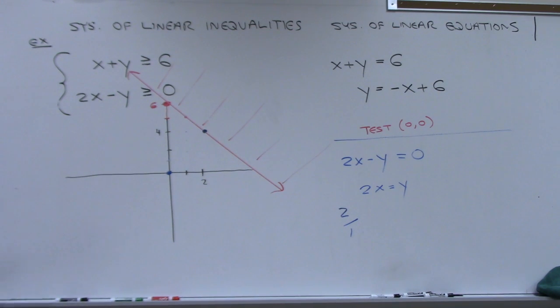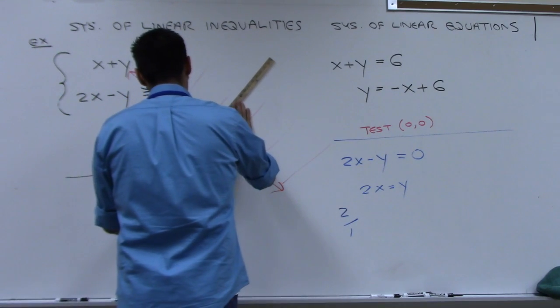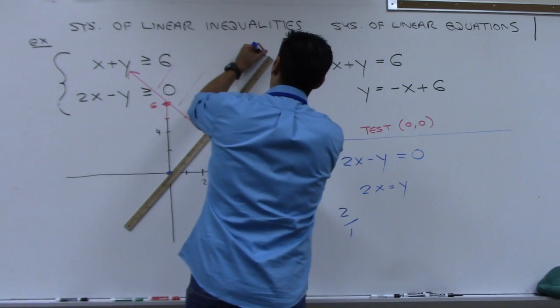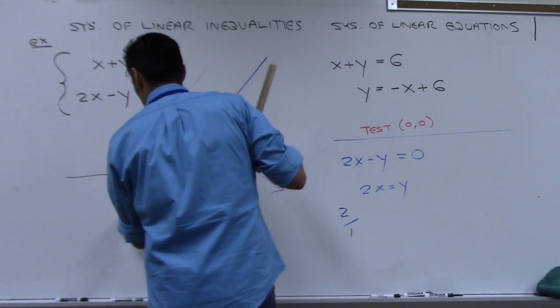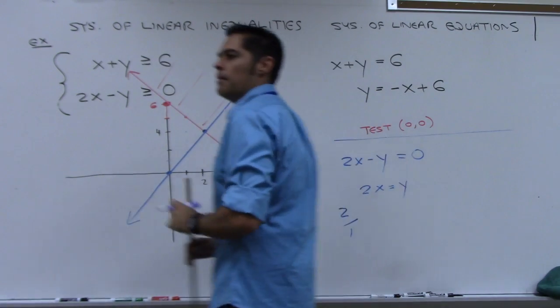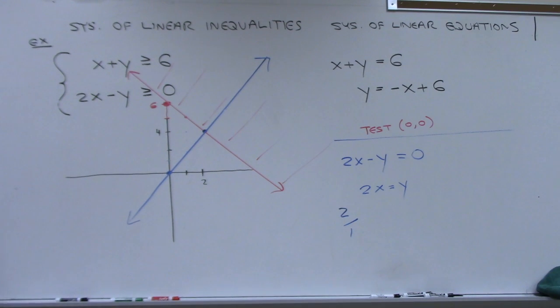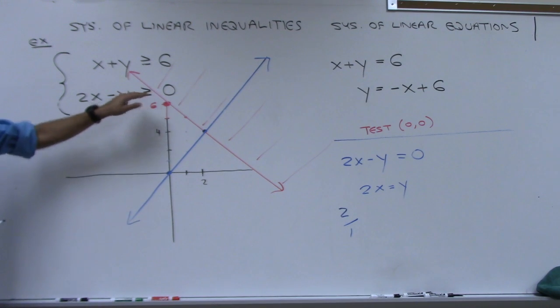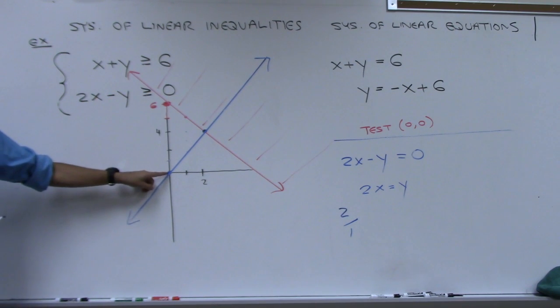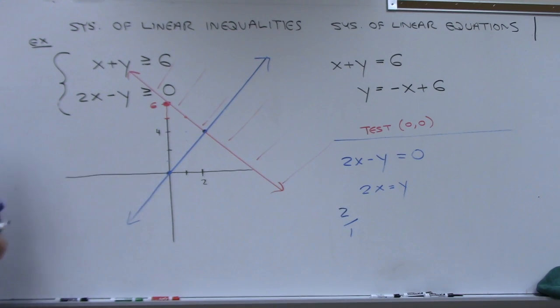And then dashed or solid, what? Solid. Test point. Can we test 0, 0? Can't test 0, 0. What would happen if you tested 0, 0? It would actually turn out to be true, right? And then you come down here, you say shade that side, and then you go, oh no, I'm on the line. Which side are you talking about? You see what I'm saying? So it wouldn't make any sense.